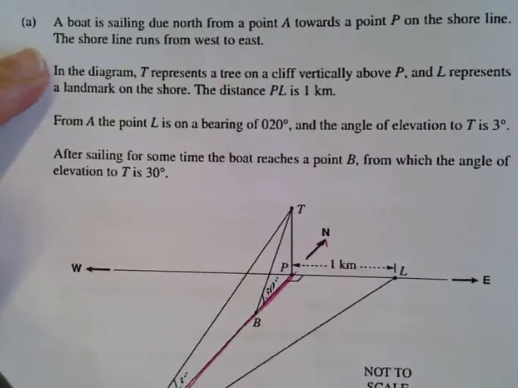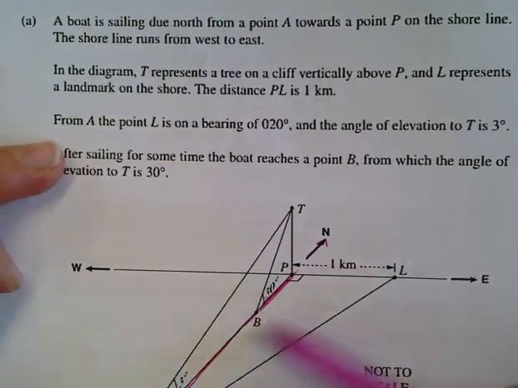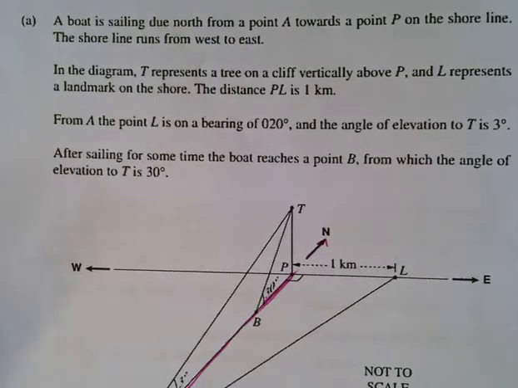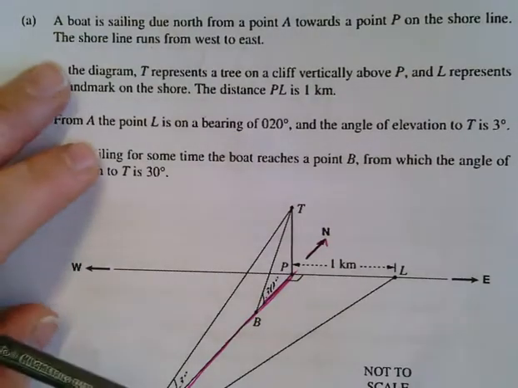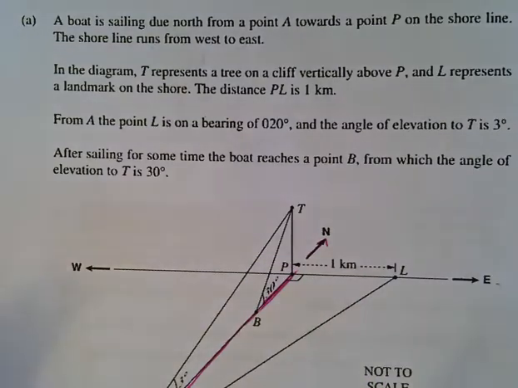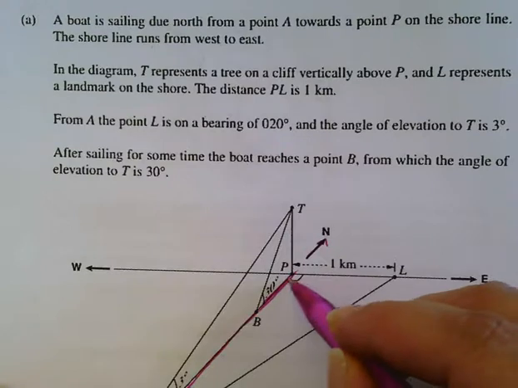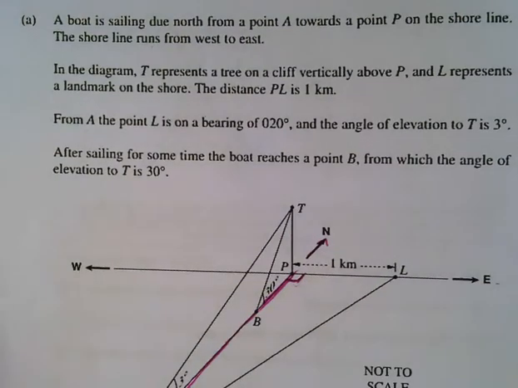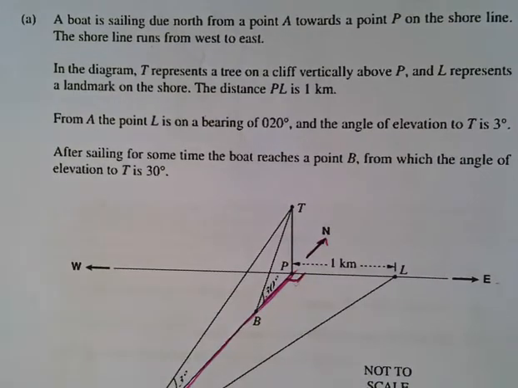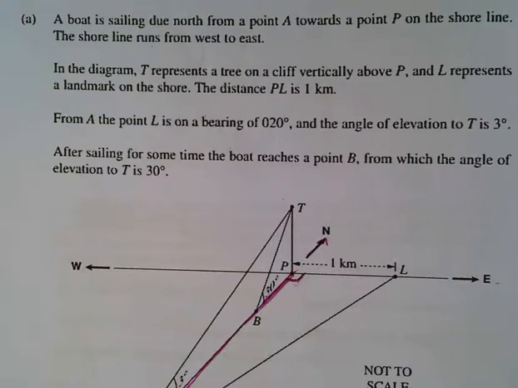towards P. This is the shore line, and the boat's heading is going towards shore. The shore line runs from east to west. And this is north. In other words, this is a right angle here, and they've put the right angle in the diagram. Doesn't look like a right angle, but why do we draw it sideways, north? So that you can get your angle of elevation triangle in. Otherwise, you won't be able to draw it.